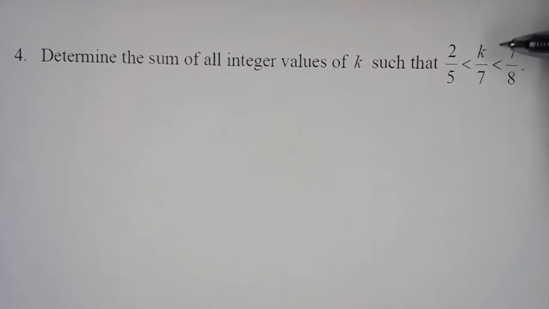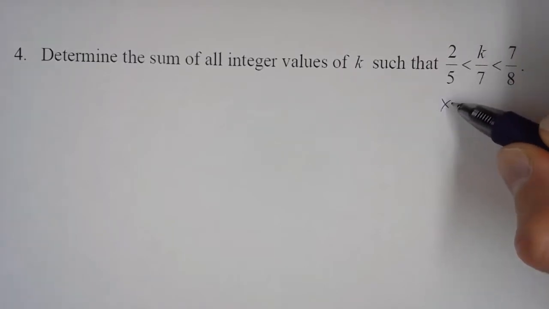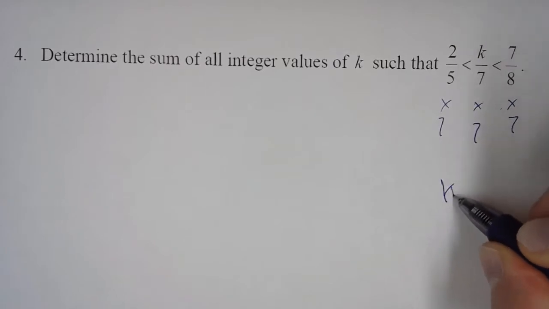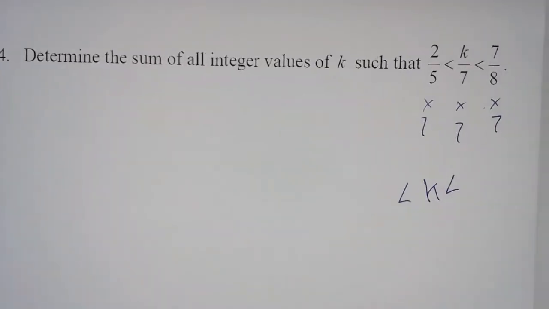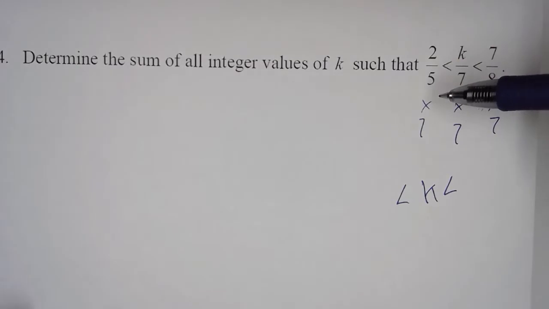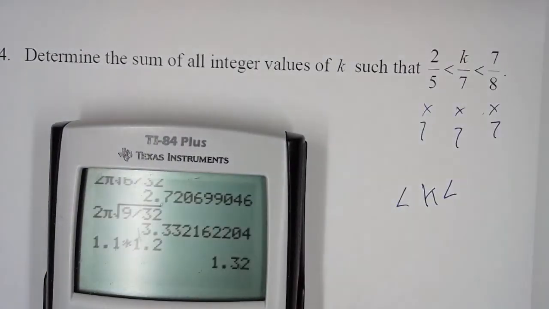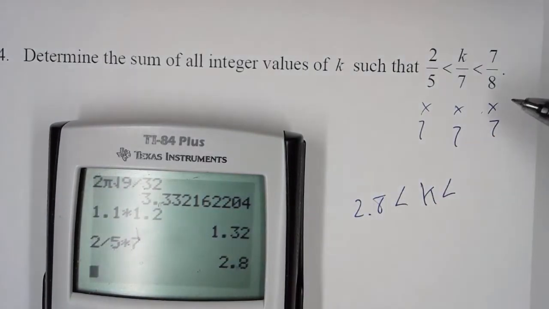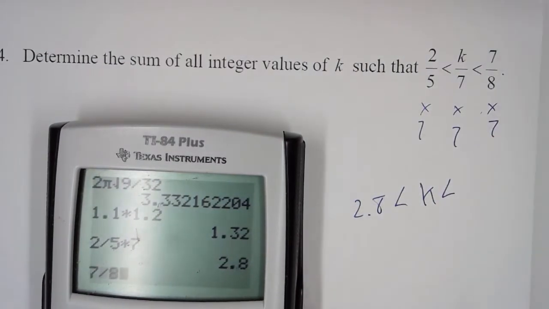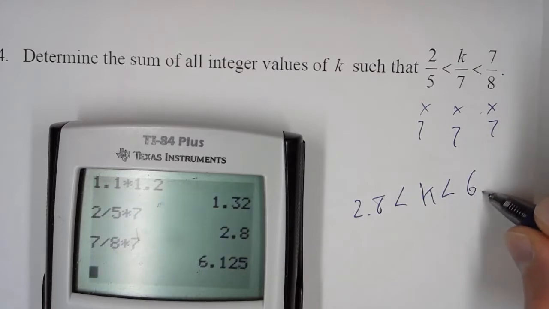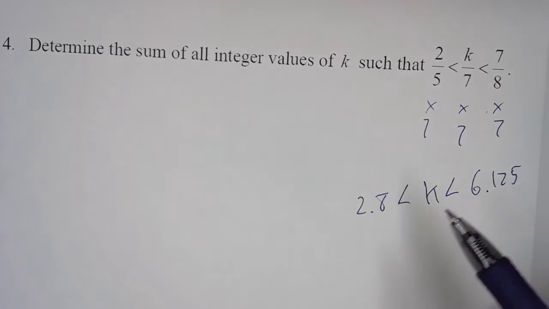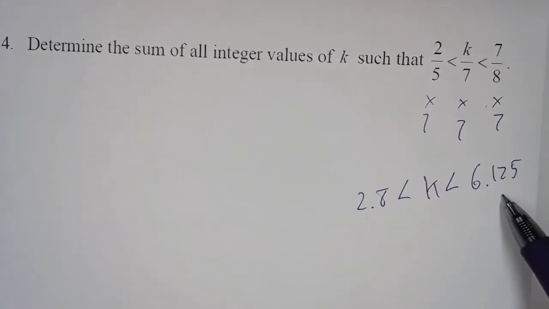The key thing here is we want to get k by itself, so we're going to multiply 7 onto everything. So that means we have k in the middle of this inequality. Now we're going to multiply 2/5 times 7. I'm going to use my calculator for this. 2/5 times 7 is 2.8. I'm going to do the same thing for 7/8. 7/8 times 7 is 6.125. So that means k has to be between these two numbers, 2.8 and 6.125.